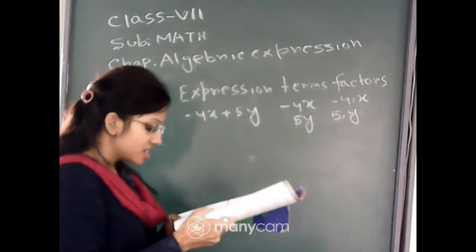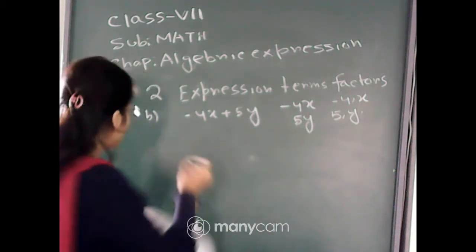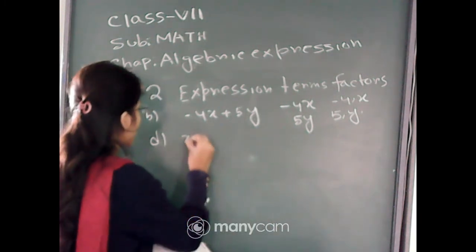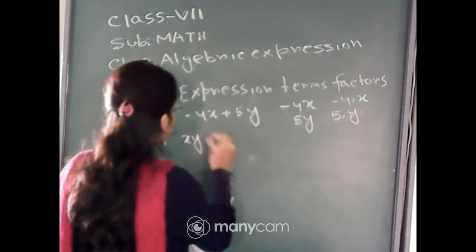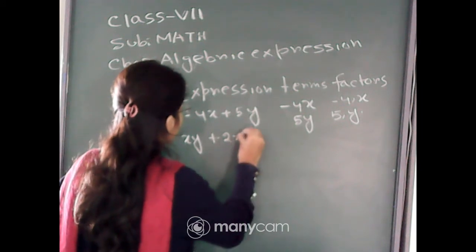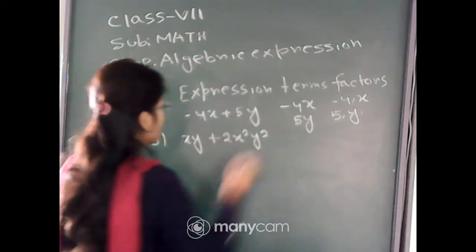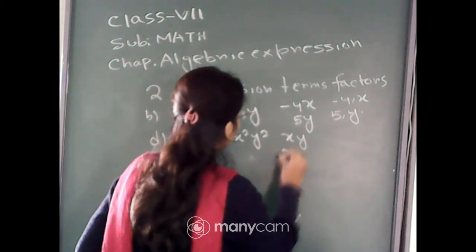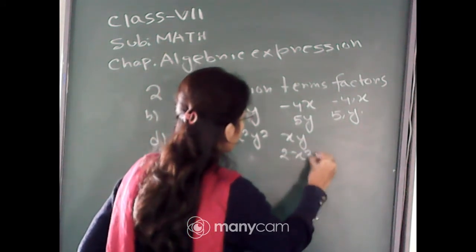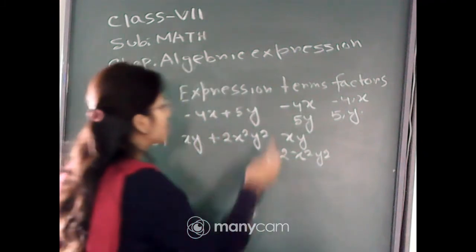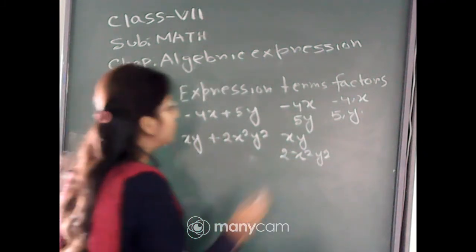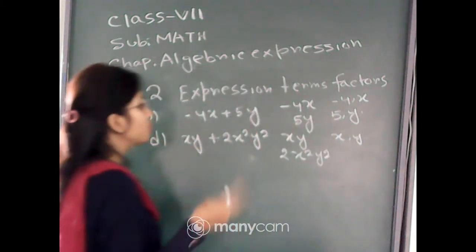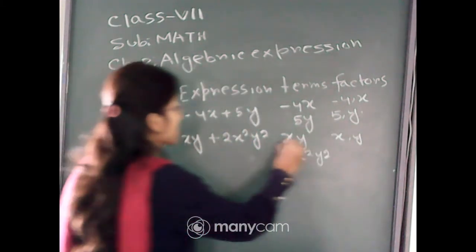Clear? Next question D. Here the algebraic expression is xy plus 2x square y square. This algebraic expression contains the terms xy and 2x square y square. Now, the term xy is the product of x and y. Therefore, we can say that x and y are the factors of this term.